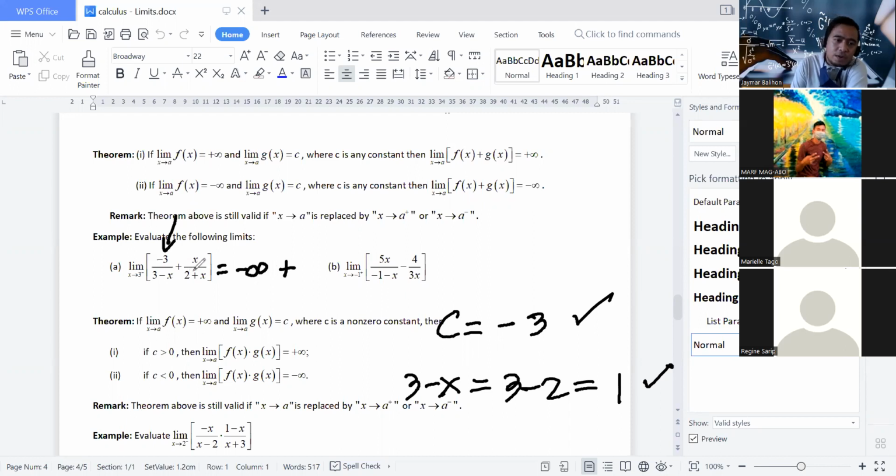Plus, what's the answer here? Just substitute directly. 3 over 5, sir. 3 over 5. And this is a constant, right? So which does it belong to, the first or the second? Second, sir. So what's your answer here? The final answer? Negative infinity. Negative infinity. Right? Okay, now it's your turn.